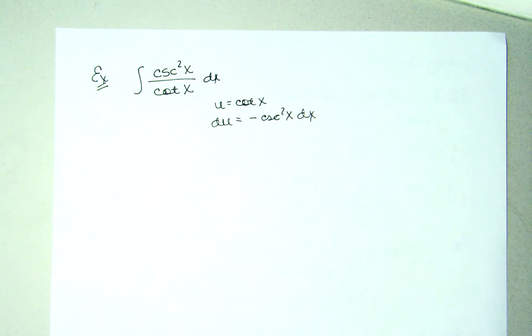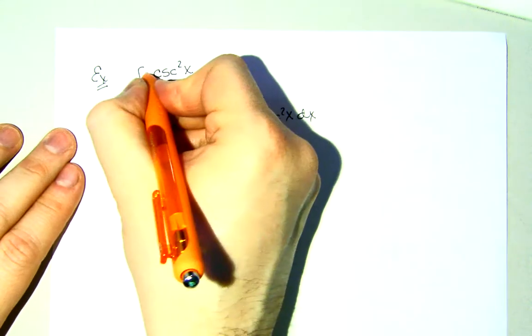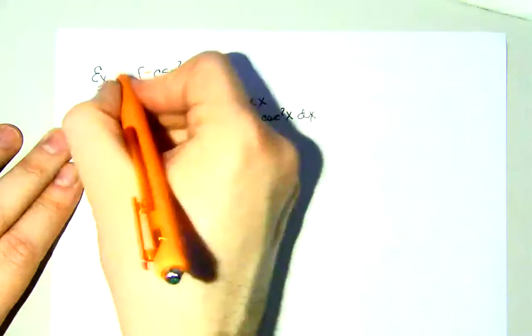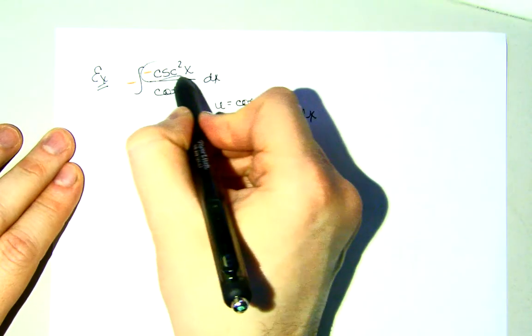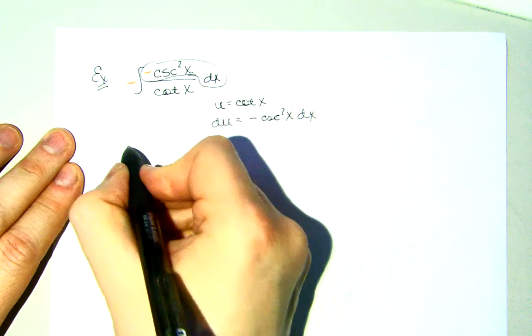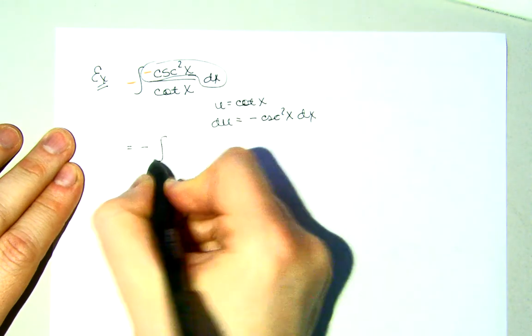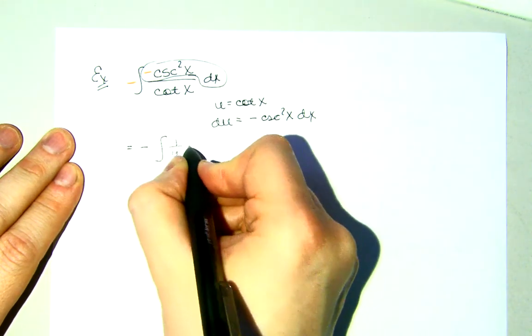So what do I have to do? Negative in. Is orange going to show up? Kind of. Negative out. Okay. So it looks like that whole thing is now du, and I'm getting negative the integral of 1 over u du.